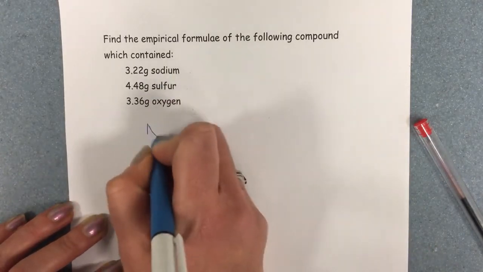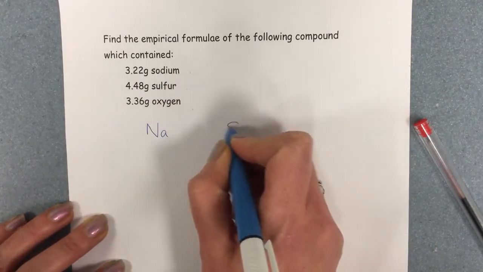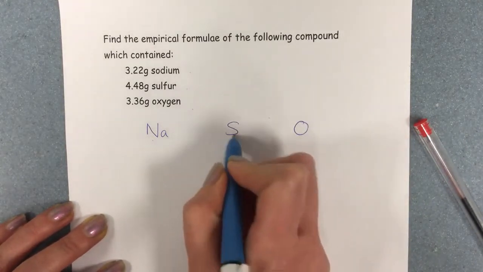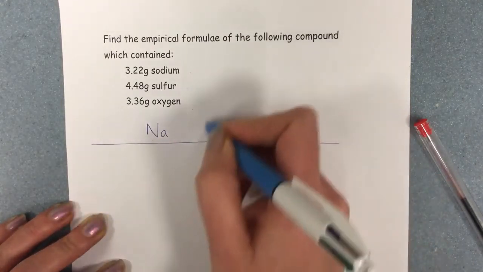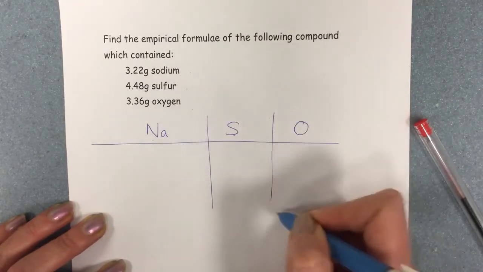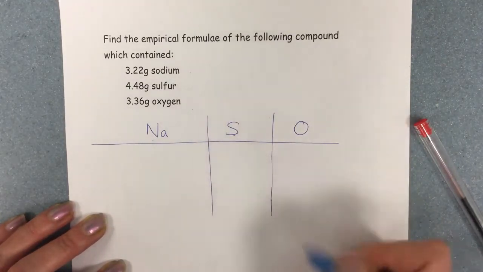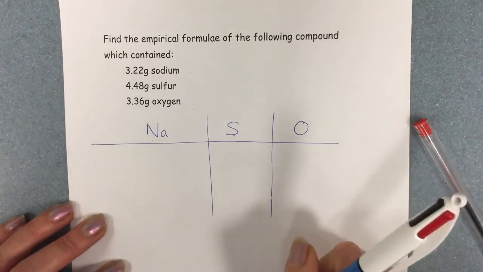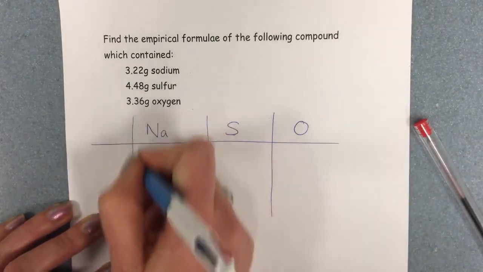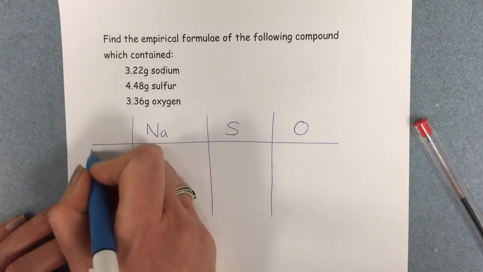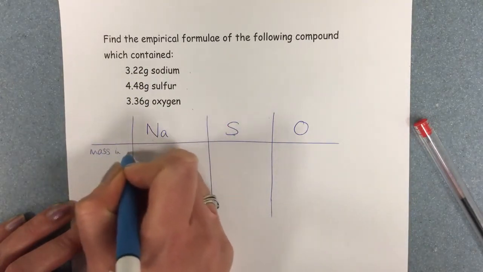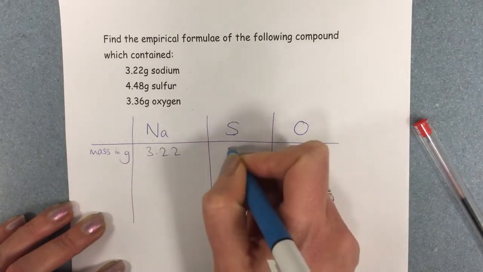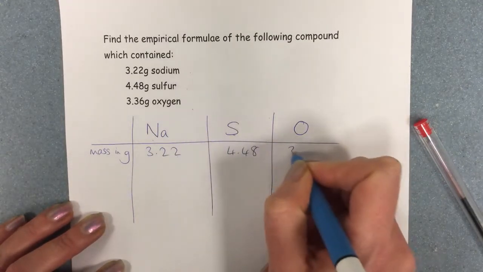So I'm going to put my elements in a row. I'm going to make sure I've looked up the correct symbol, because it's awful to do all of these calculations and then just write stupidly the wrong symbol for something instead of just looking at the periodic table carefully. So I've got mass in grams is given in the question. Anytime I've got that, write it down: 3.22, 4.48, 3.36.